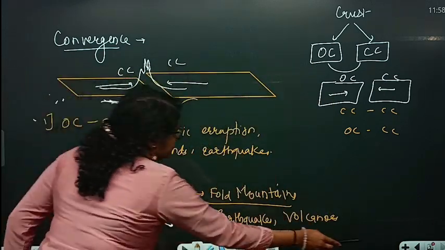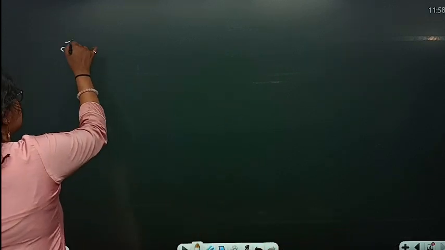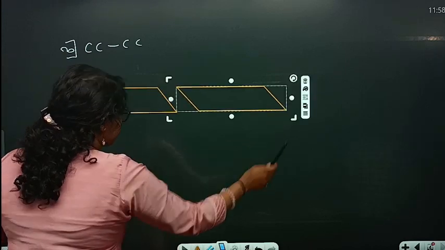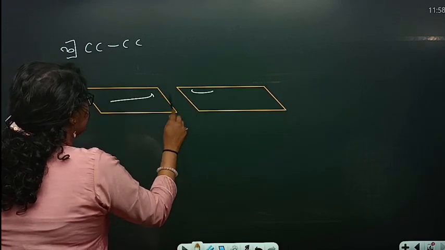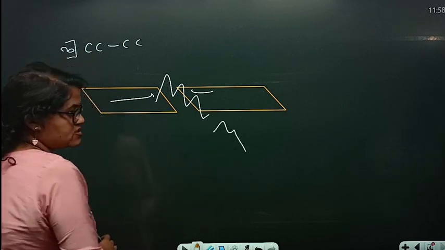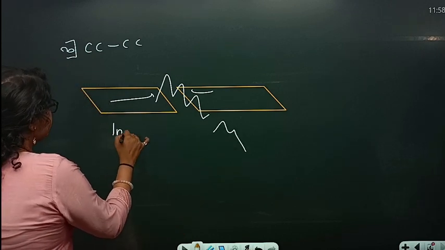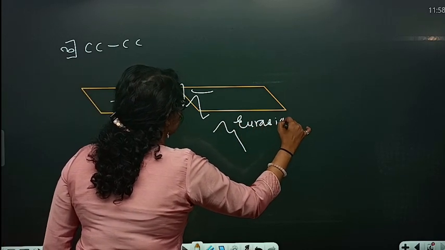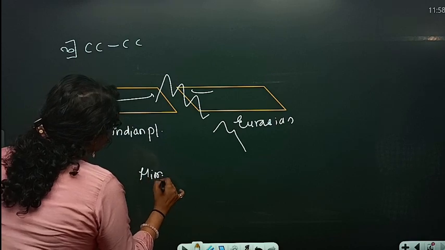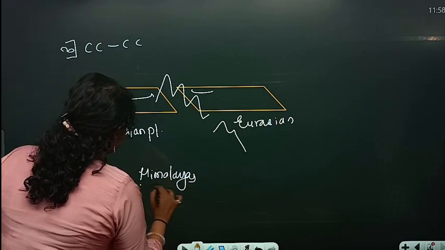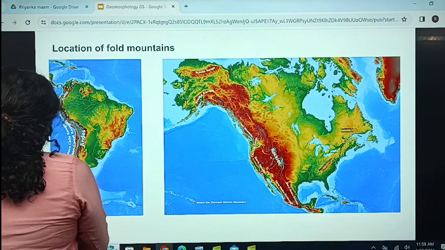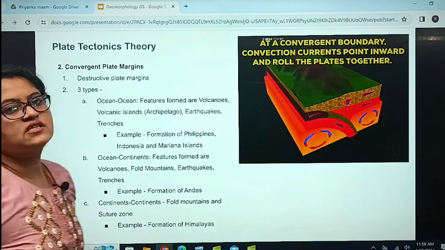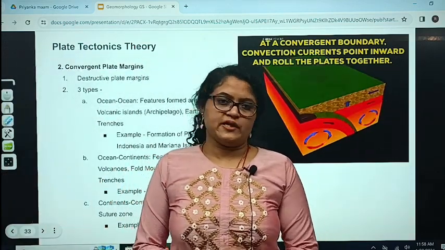So the last point for today is continental convergence. The plates move towards each other and the outcome is the formation of fold mountains. An example is the Indian plate, which collided with the Eurasian plate, and the result is the tallest mountains, the Himalayas. All this I have mentioned in the notes here. This is continental convergence. So this is the third and final one to understand plate tectonics.